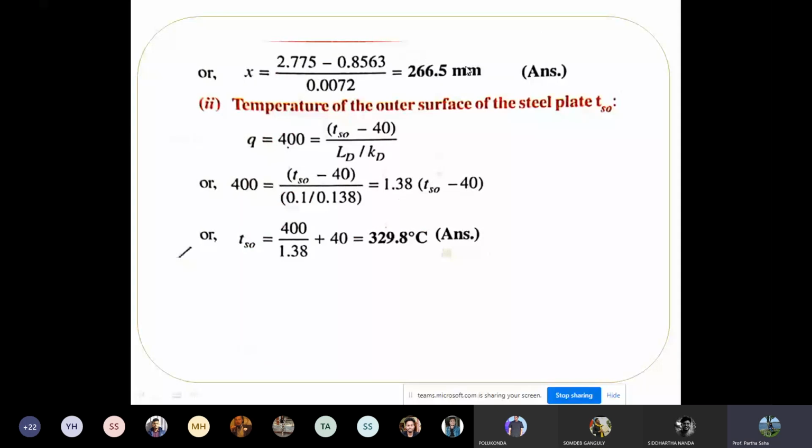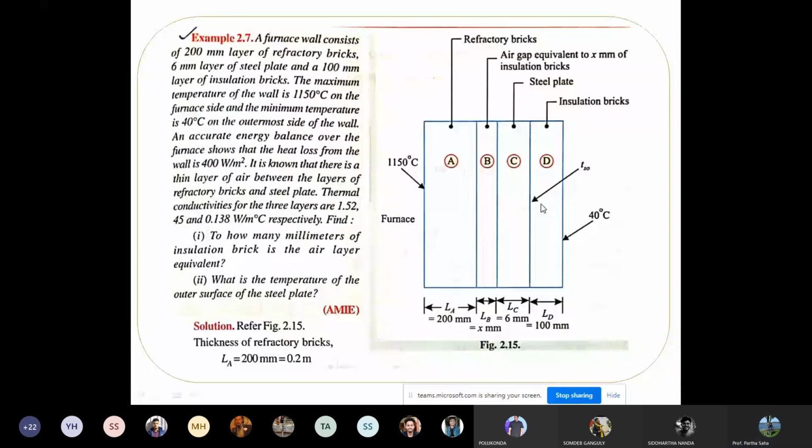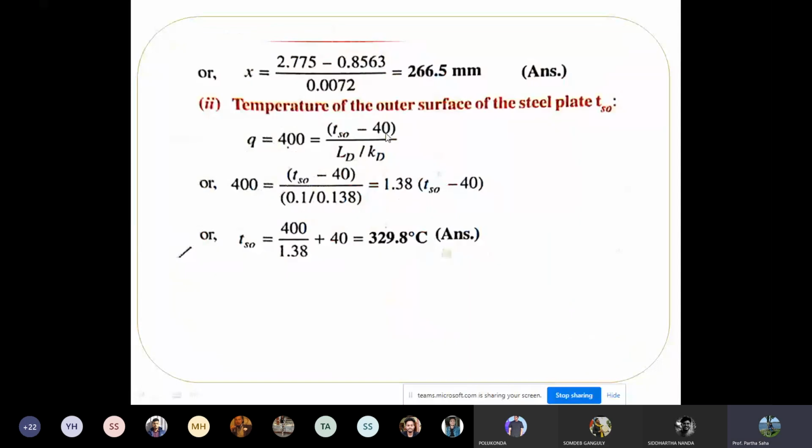Now the temperature of the outer surface of the steel plate. The heat loss is 400 and the outer surface temperature is TSO, this temperature here, because there is a heat loss here. TSO minus TB, 40, divided by LD by KD. So you solve for this and you get TSO as 329.86. I hope you understand up to this point. Then we'll solve one numerical.